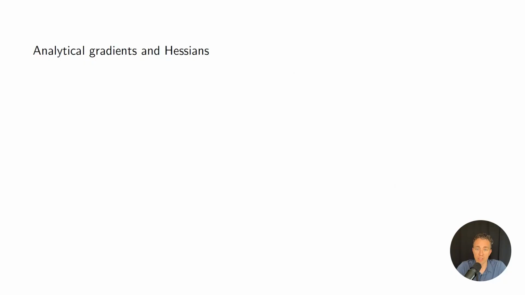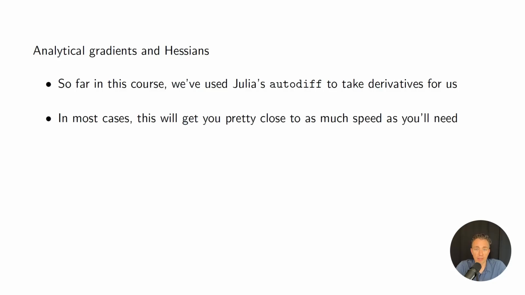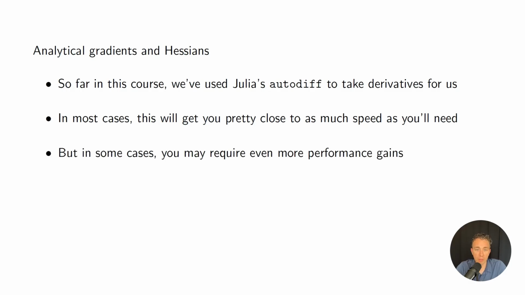So let's talk about analytical gradients and Hessians. So far in the demonstrations that we've done, we've relied on Julia's automatic differentiation to provide the gradient and Hessian for our optimization. And that will provide a decent speed up relative to other optimizers and other software packages on the market. But it still might be useful to make even greater performance gains by specifying the analytical gradient of the likelihood, if we can.